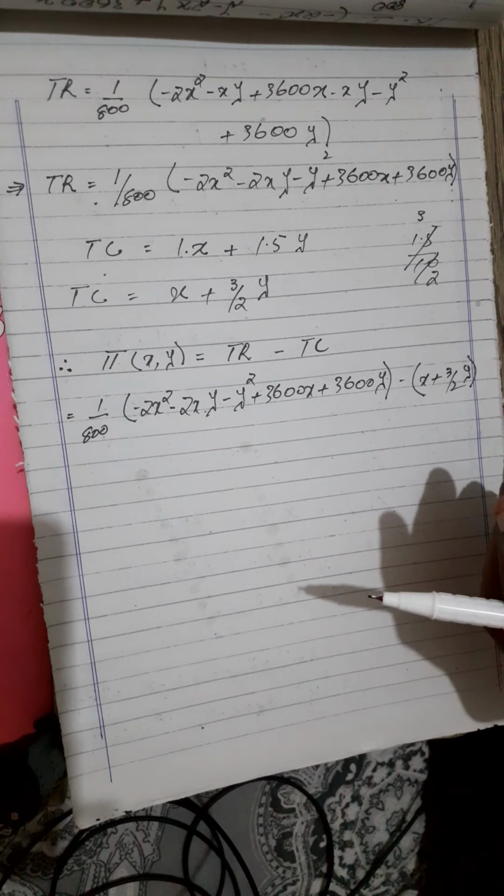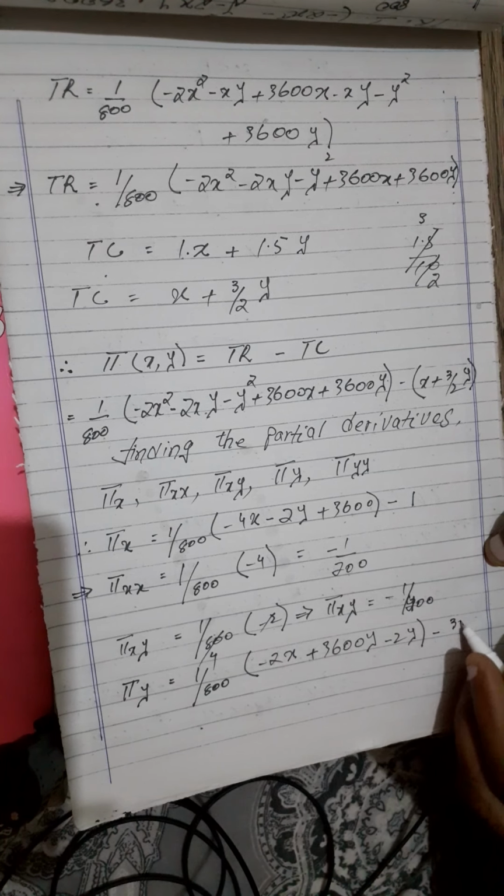This is pi xy. Now partially differentiating with respect to y, partial pi by partial y equals 1 over 800 times minus 2x minus 2y plus 3600, minus 3 by 2.